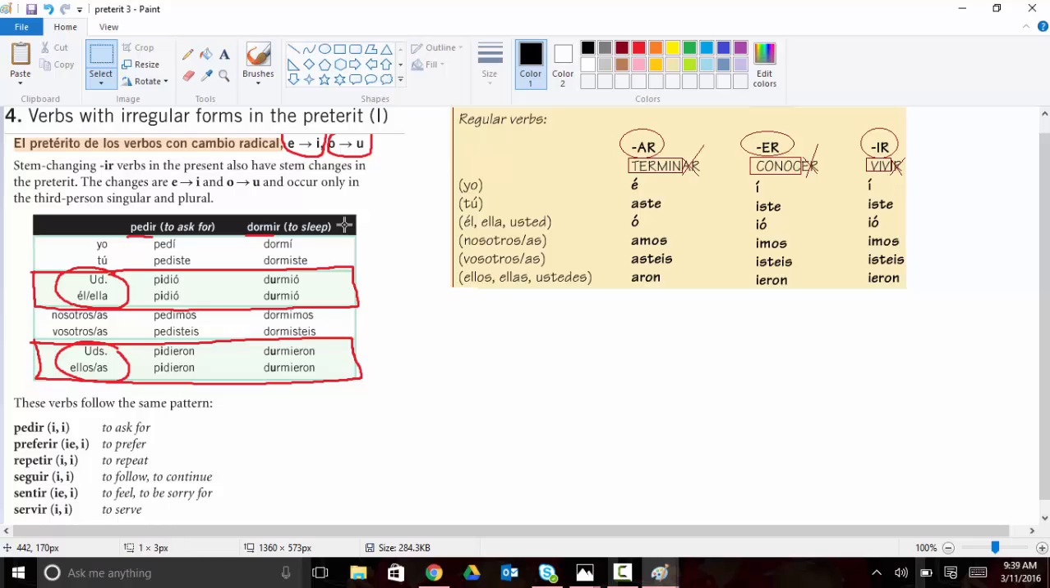Now, in the present tense, stem changers were often called boot verbs because they made a boot when you did their conjugation. These guys are often called sandal verbs, or some people call them sandal verbs. So let me show you why.